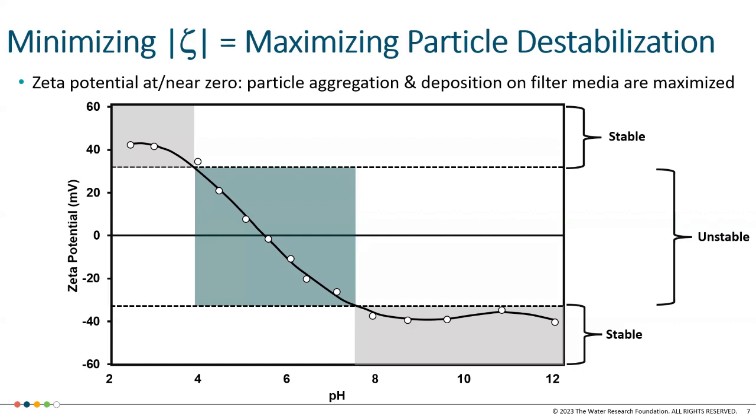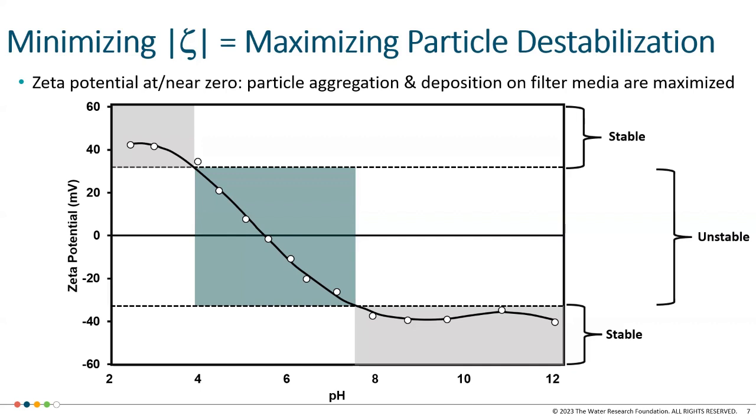And so here we've got an example of how Zeta potential can change with pH. The exact shape of this profile is system specific as always, but I have this simplified image to make some key points. Here we see the gray zones with larger absolute values of Zeta potential, and they indicate stable particles in suspension, while the green zone indicates unstable or destabilized particles that are more likely to aggregate or deposit on surfaces such as filter media grains.